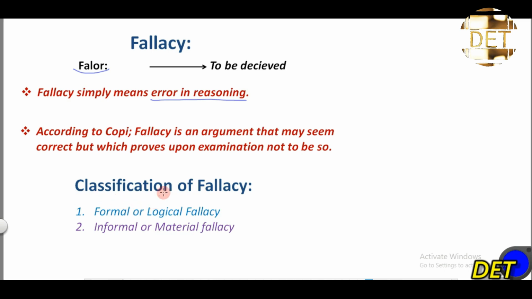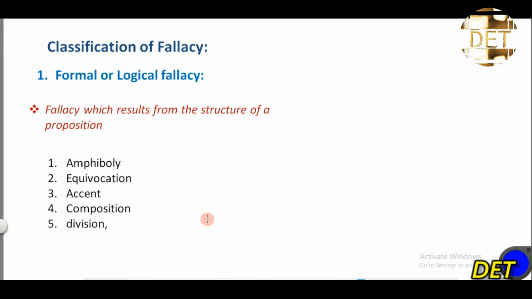So we have two major classes of fallacy. We have the formal fallacy and the informal fallacy. The formal fallacy is also known as the logical fallacy, while the informal fallacy is also known as the material fallacy, right? So let's look at the formal fallacy.